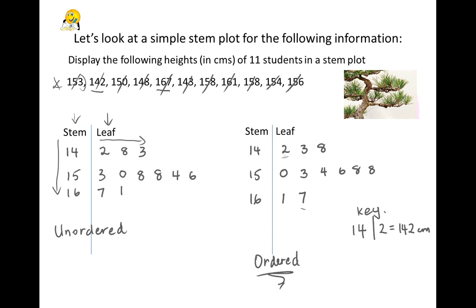From my 11 values, it would be the 1, 2, 3, 4, 5, 6. That would be the middle value because it's got 1, 2, 3, 4, 5 before it, and 1, 2, 3, 4, 5 after. So I can see the median is 154 centimetres. As you can see, there's lots of information that I can gain from this particular stem and leaf plot.